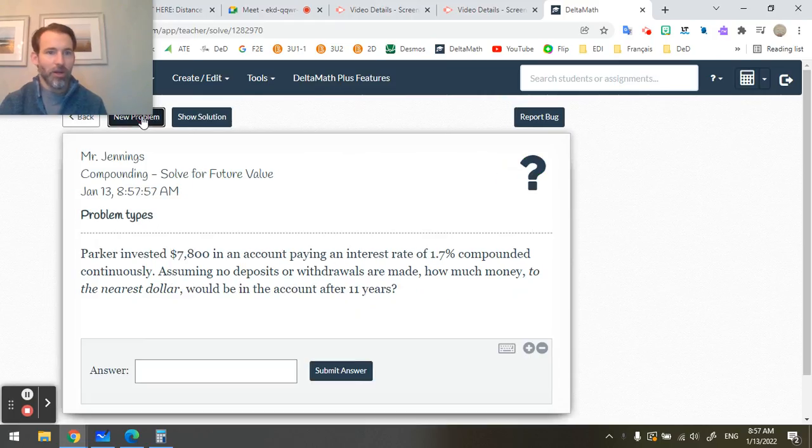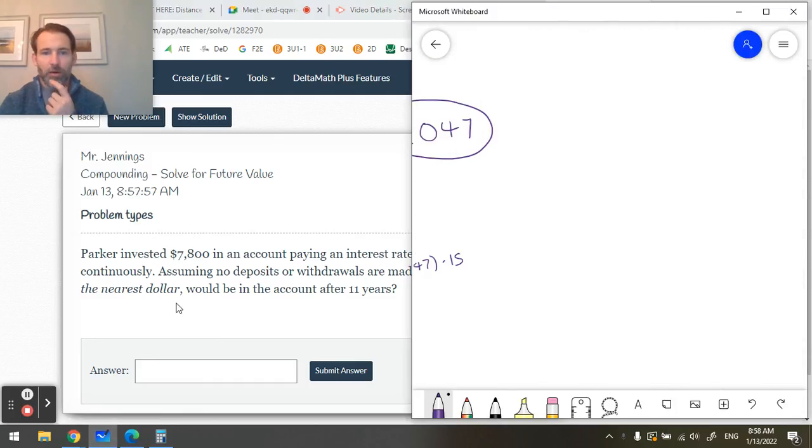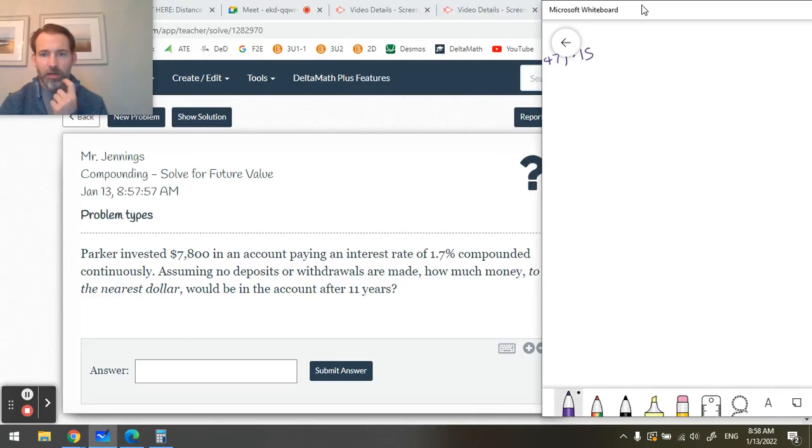Okay, let's do a new problem. Compounded continuously. Again, so same problem type. So let's go in here. We're going to write down everything that we know and then work towards what we don't know. So I'm just going to slide this over here. There.